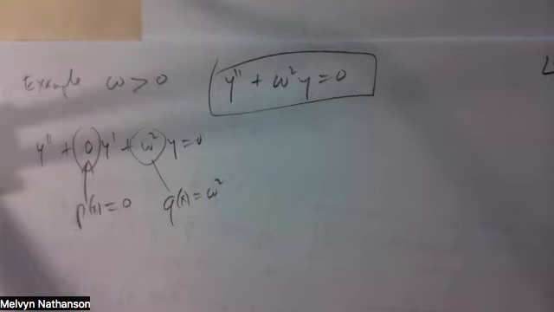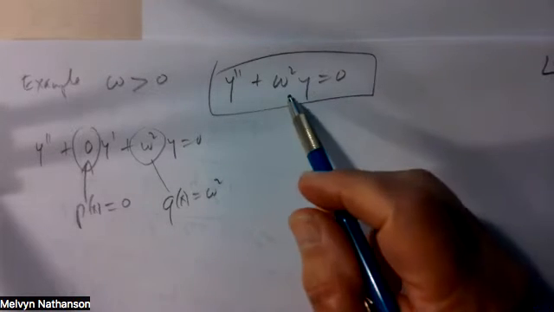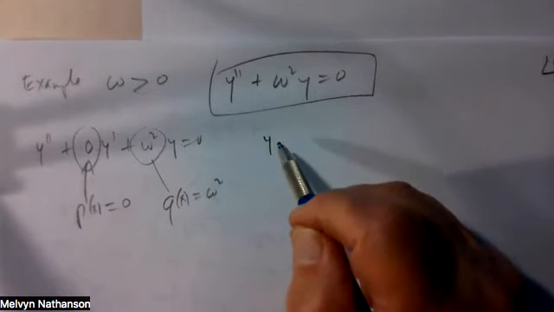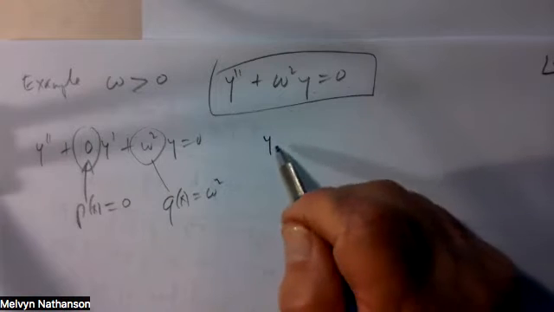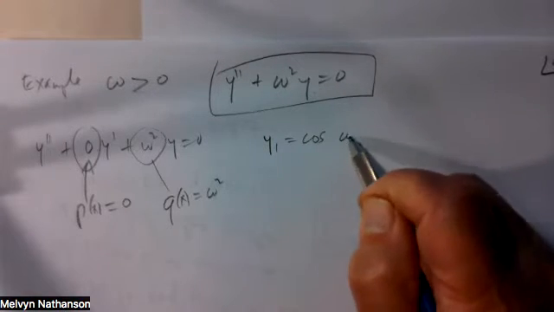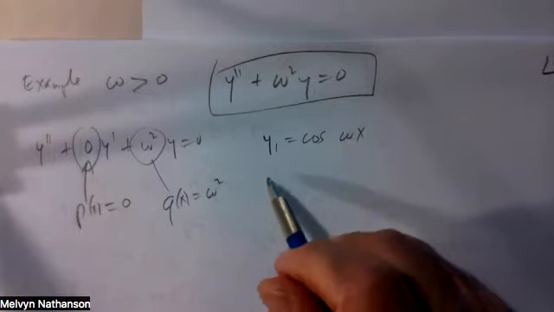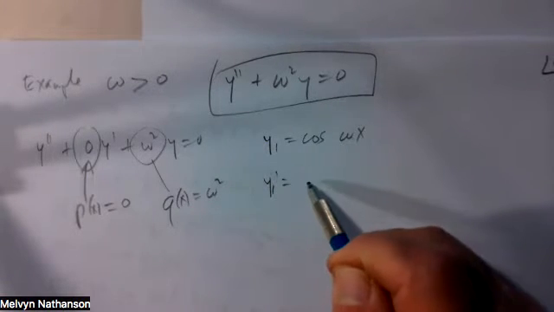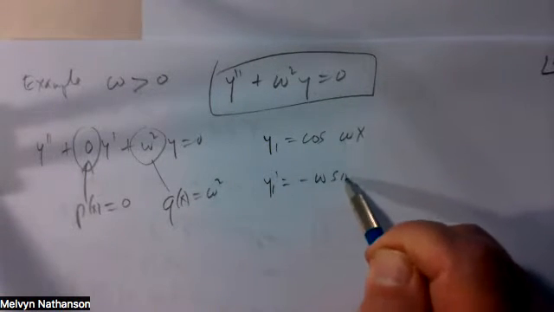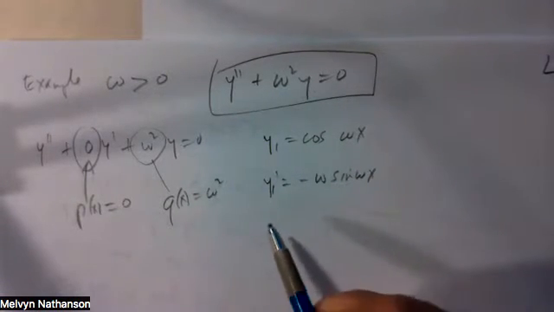So these are certainly constant. And one solution of this equation is y1 equal to the cosine of omega x. Because if you differentiate this once, y1 prime, you get minus omega sine omega x.